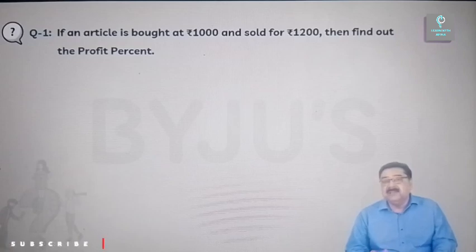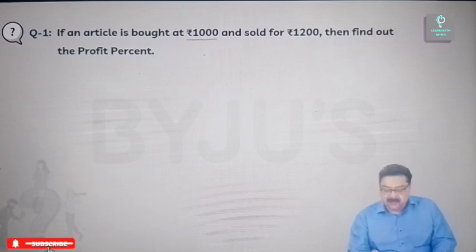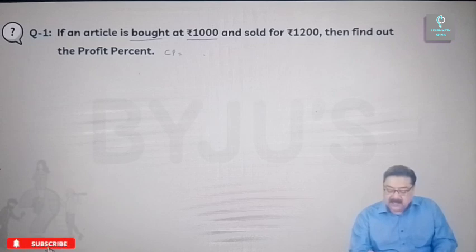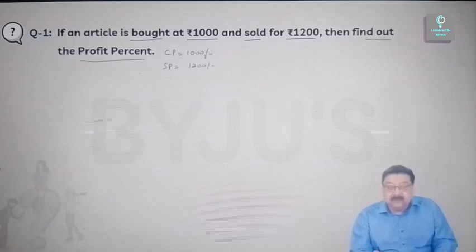Now these questions are being used to install the concepts into your mind. So if an article is bought at rupees 1000, so what is that? It is being bought. So that means cost price is rupees 1000 and sold for rupees 1200. So that means selling price is rupees 1200. Then find out the profit percent.